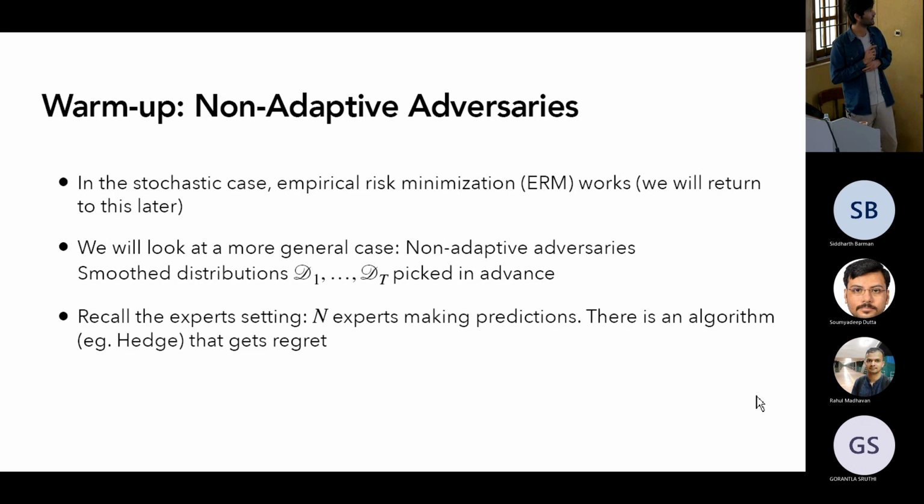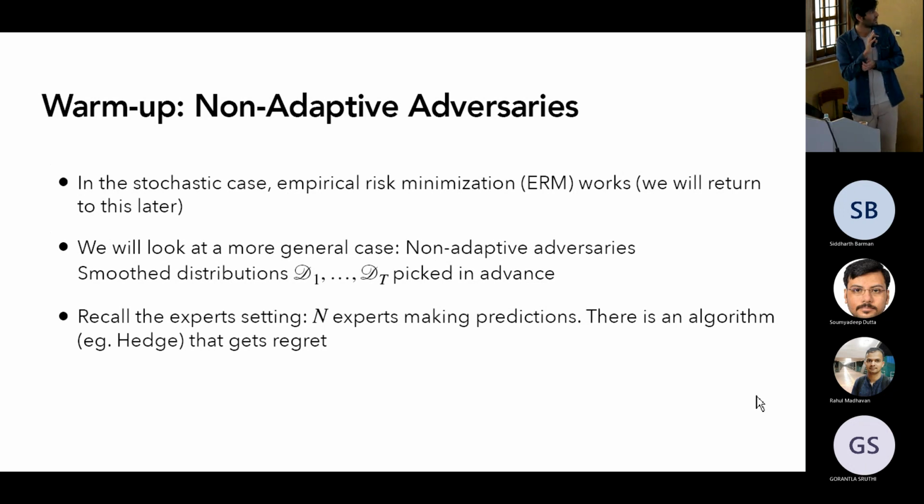Okay. So just to again recall the expert setting, which is what this is a generalization of. When you have n experts, so that you have n different models that you think one of them is correct, and you want to predict using their help.